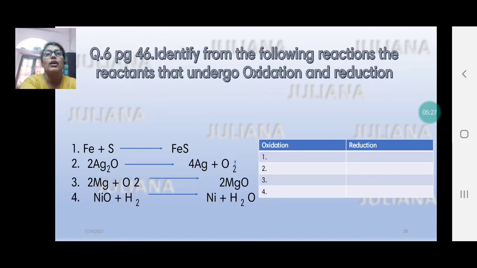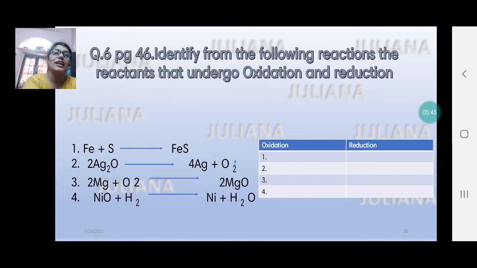So silver is being reduced. Okay, silver has been reduced because oxygen is removed. Third case, magnesium plus oxygen. Again a simple example here. Magnesium, oxygen is added. So magnesium is being oxidized to give you magnesium oxide.